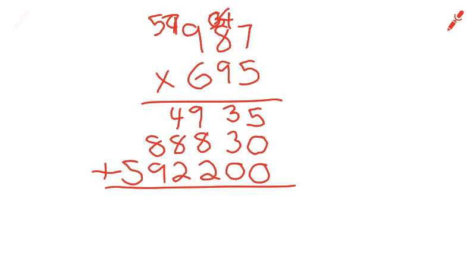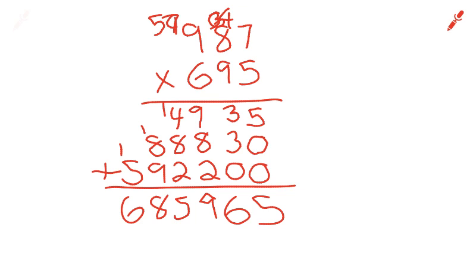Now we're going to add up all our numbers. 5, 6, let's see, 17, 18, 19, 13, 14, 15, 18, and 6. With our comma, we get 685,965.